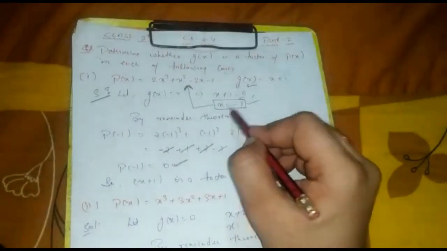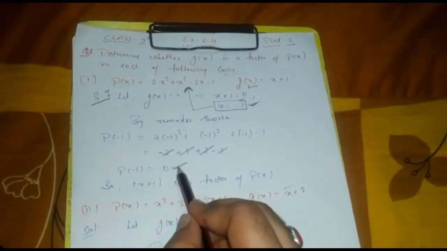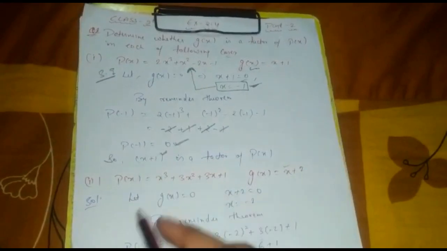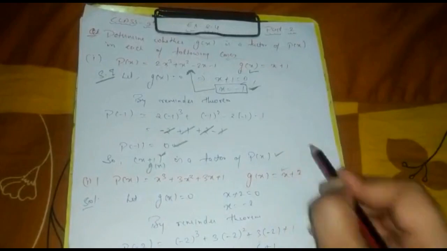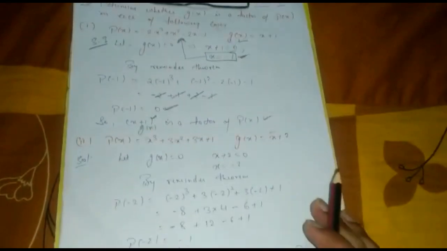That means what? When we put x equal to minus 1 from g of x, we get p of minus 1 is equal to 0. That means we can say that yes, this x plus 1, that means g of x, is a factor of p of x. So this is the method through which we can check whether g of x is a factor of p of x or not.